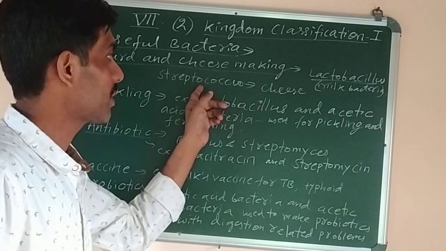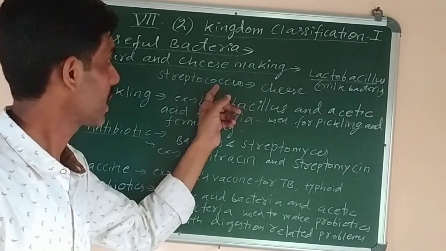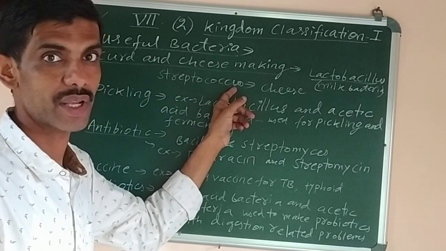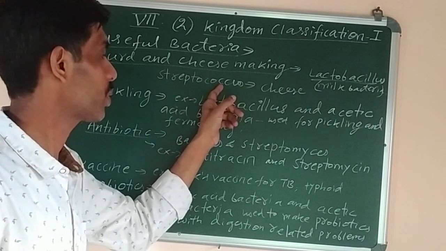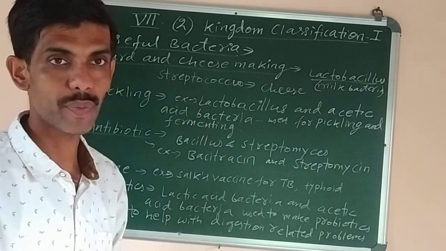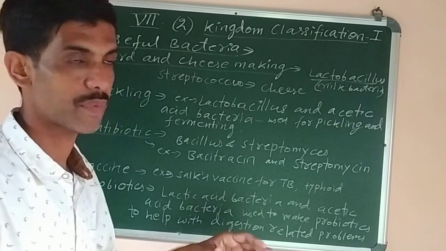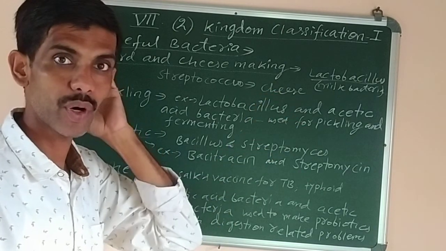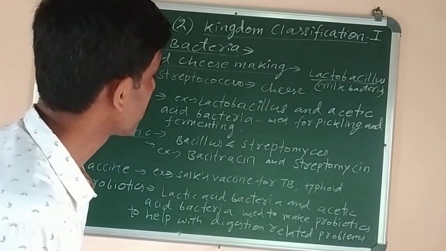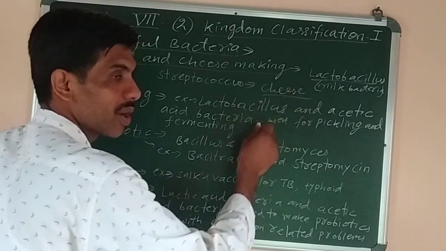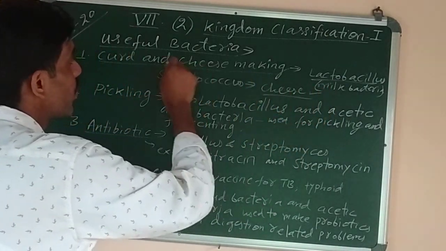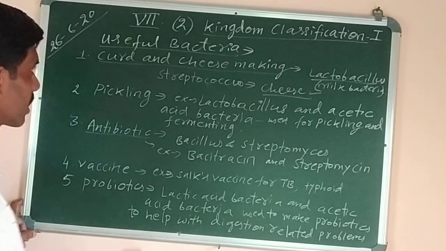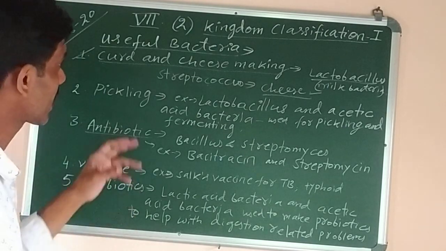Then the bacteria Streptococcus, S-T-R-E-P-T-O-C-O-C-C-U-S. Coccus means you can now understand what is the shape of this bacteria. The Streptococcus bacteria along with Lactobacillus is used for commercial production of cheese. And cheese also is a milk product, and it is used as a food. Like all of you have heard the name Amul cheese, isn't it? So how is that cheese made? With the help of bacteria called Streptococcus and Lactobacillus. Got it? First point.